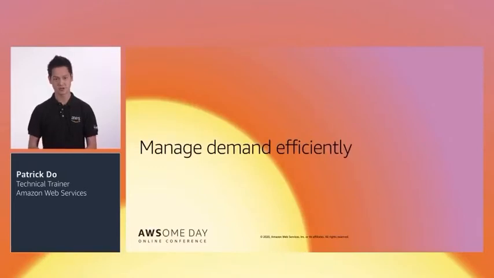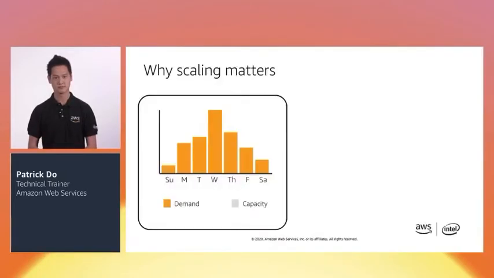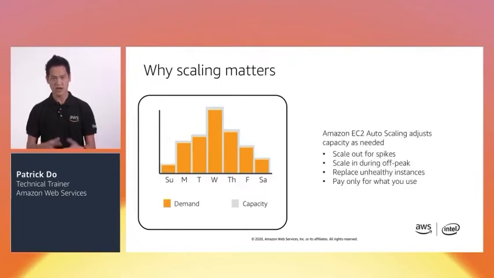Managing demand efficiently. In a traditional data center environment, the scalability of your system is bound by your hardware. To host an application for a given week, we would need to provision enough capacity to ensure we can serve our customers. In this case, we would need to provision enough for Wednesdays, leading to waste. Amazon EC2 autoscaling allows us to provision and terminate EC2 instances dynamically, allowing us to scale out for spikes and scale in during off-peak, as well as replacing unhealthy instances.